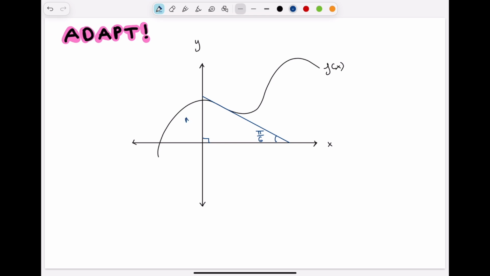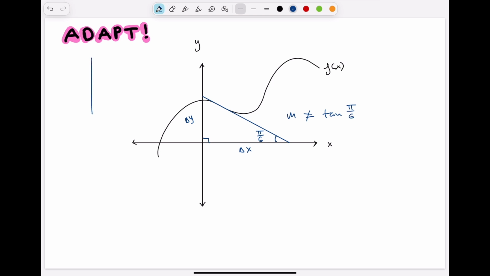Well, this is your change in y, and this is your change in x. However, and this is where it's important to come back to the unit circle, because this slope does not equal tan of pi over 6. And why might that be?